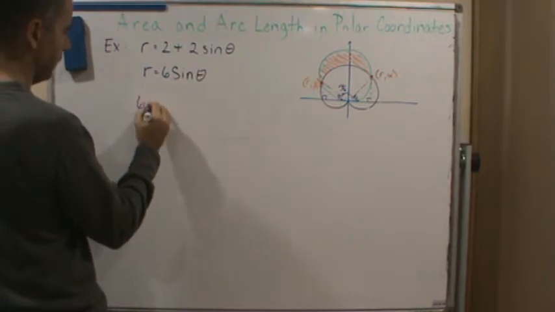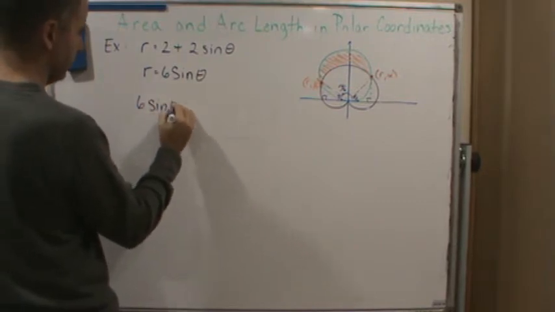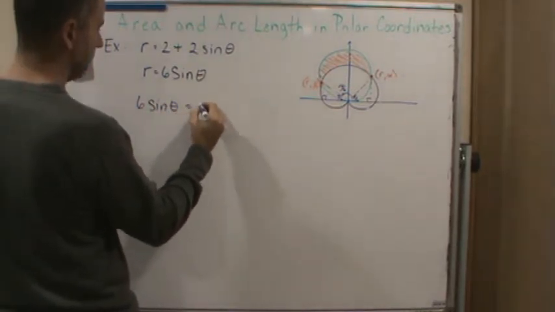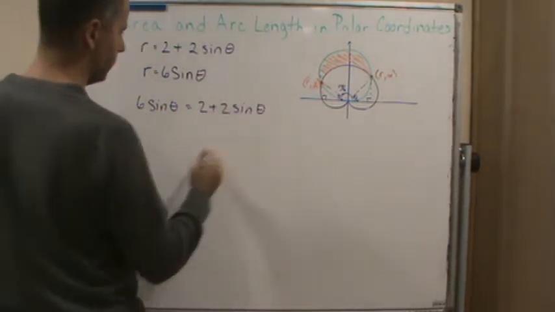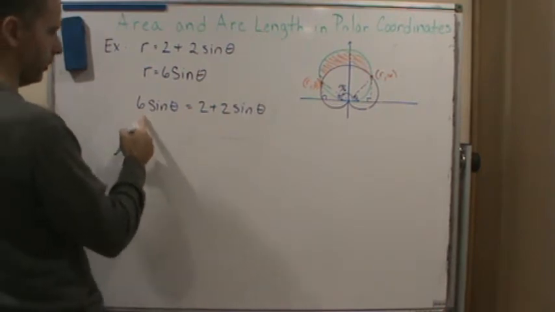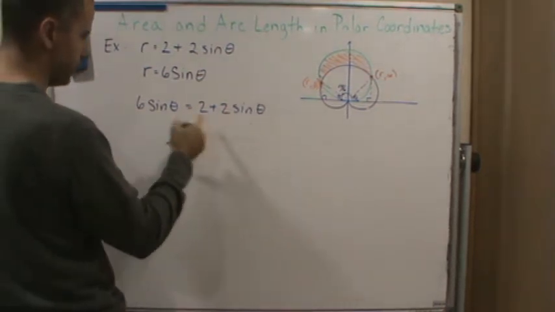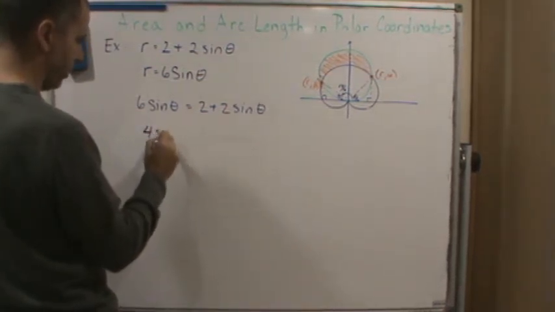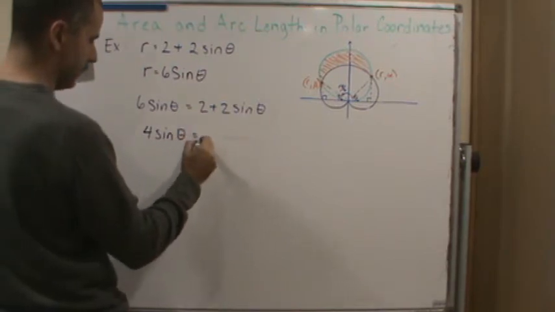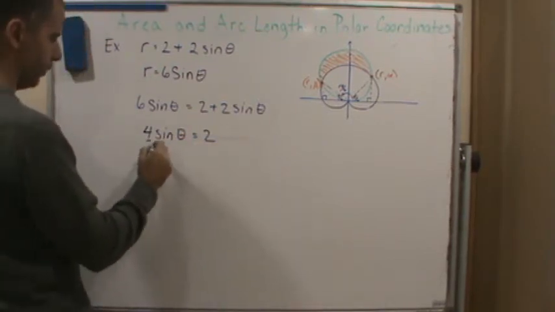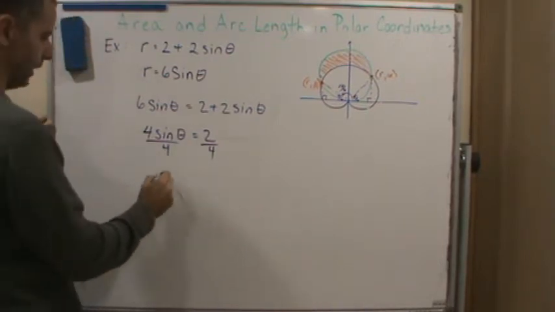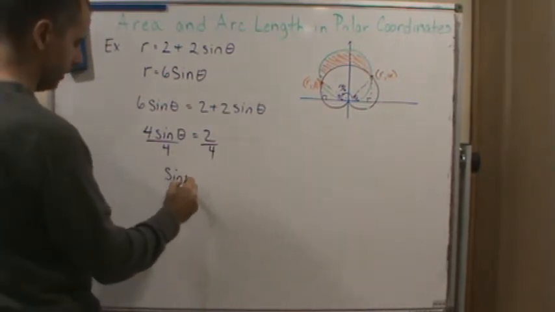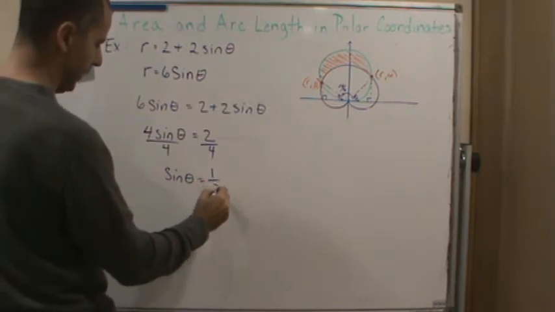We take 6 sine theta and set it equal to 2 plus 2 sine theta. Then we subtract 2 sine theta from both sides, and we get 4 sine theta is equal to 2. Then we just divide both sides by 4, and we get sine theta equals one half.